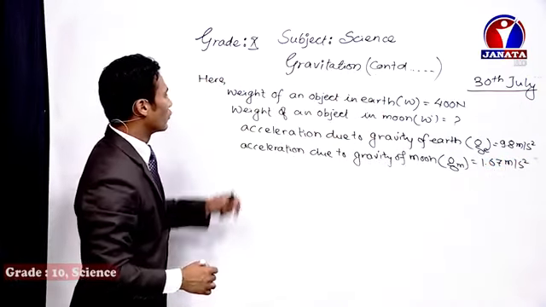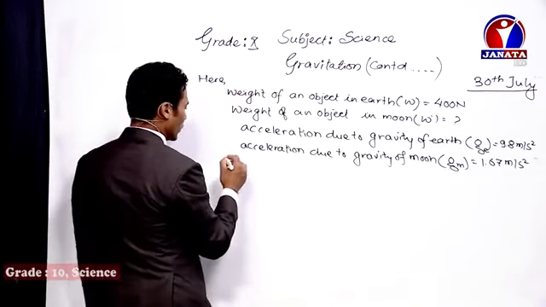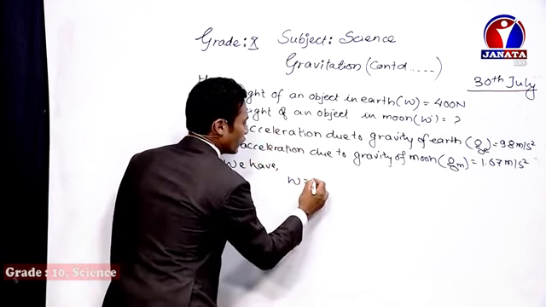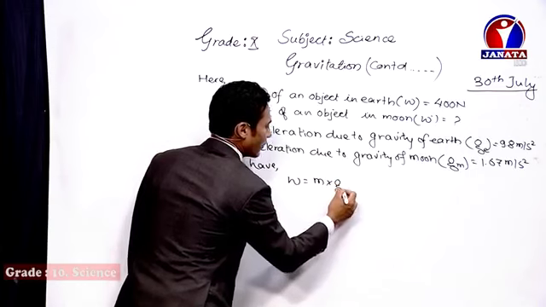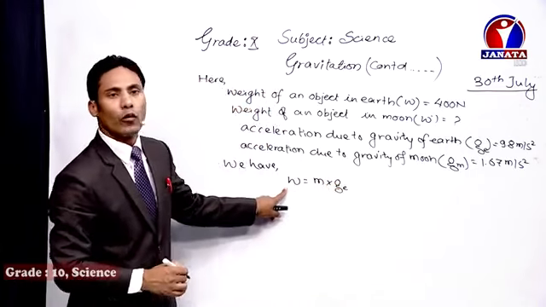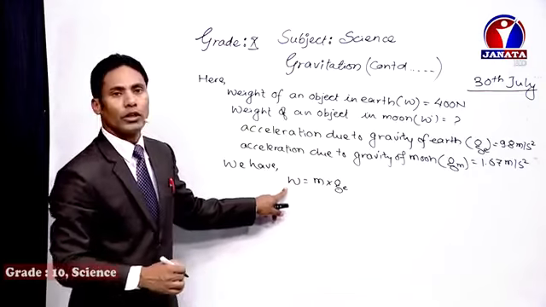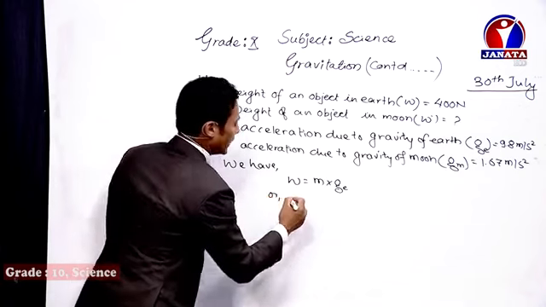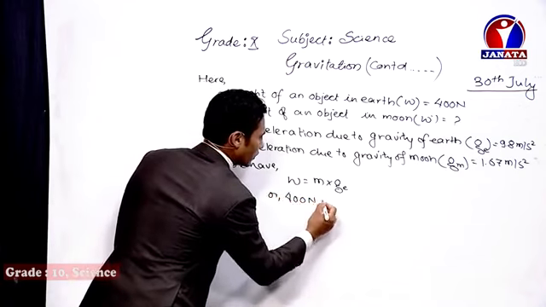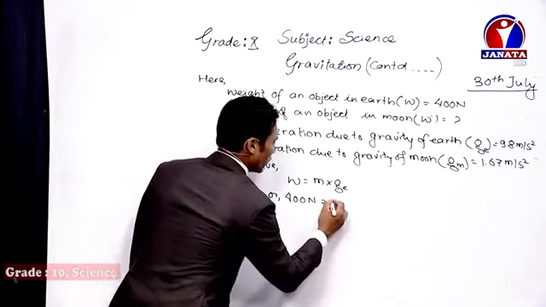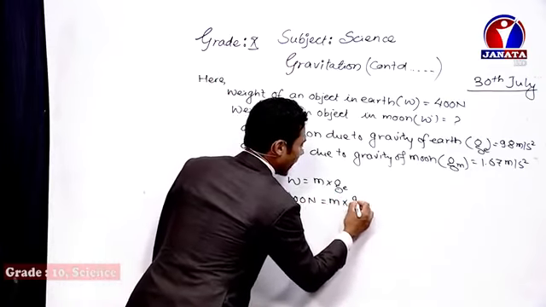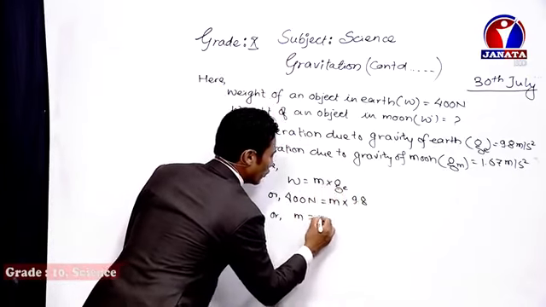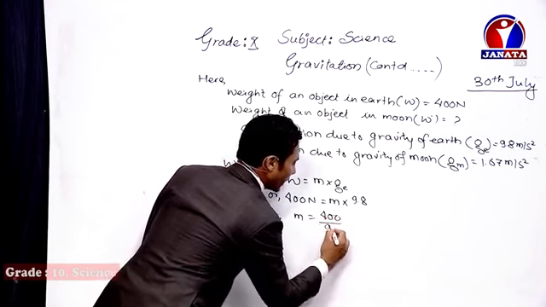So let's find how to find the weight of an object on the moon. We have weight equals mass into acceleration due to gravity of the Earth, because this is the weight at the Earth. So we need to calculate by using this formula. The weight is given: 400 Newton equals mass, which we need to calculate, so M, and g is 9.8. So let's simplify this, or M equals 400 divided by 9.8.